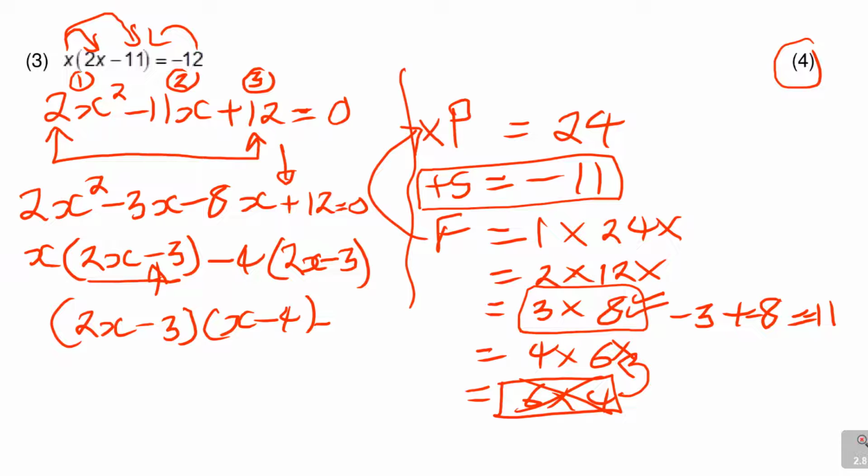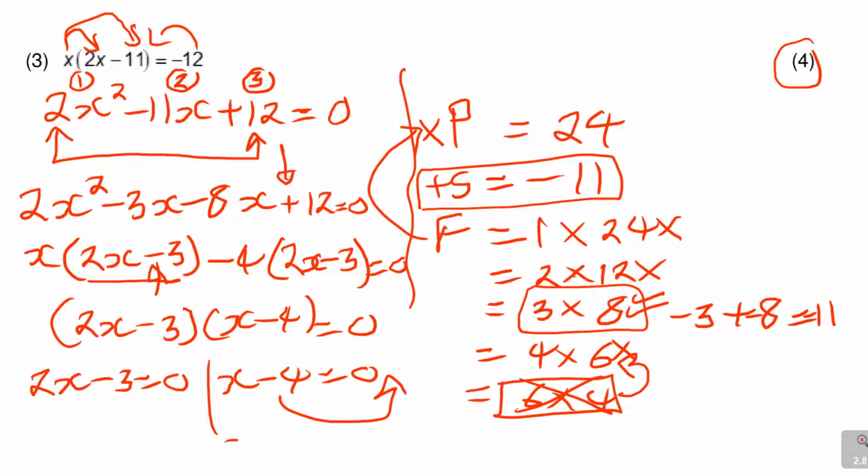But this is equal to what? 0. Remember, we're solving for x. Then you've got now 2x minus 3 equal to 0, or x minus 4 equal to 0. You take this to the other side. What is your x? x is equal to 4. Take this 4, go and test it here.